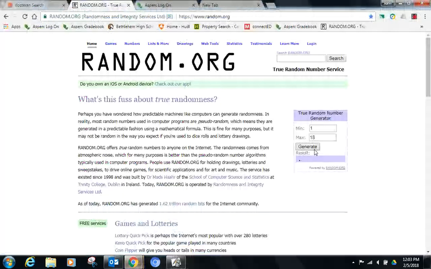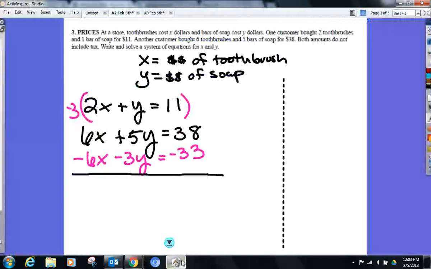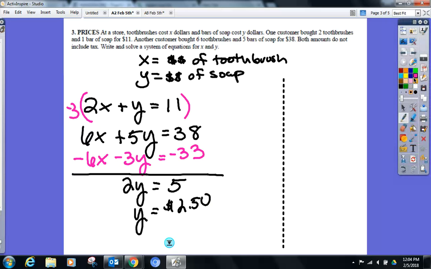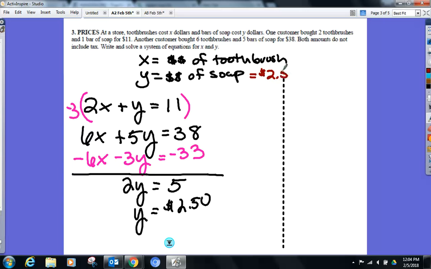All right, little help here from number 7. What happens to the 6x's? Go on. 5y minus 3y is 2y, 38 minus 33 is 5. How much is it for a bar of soap? $2.50. To make it easier on me when I correct these, just put that up in your let statement. $2.50.